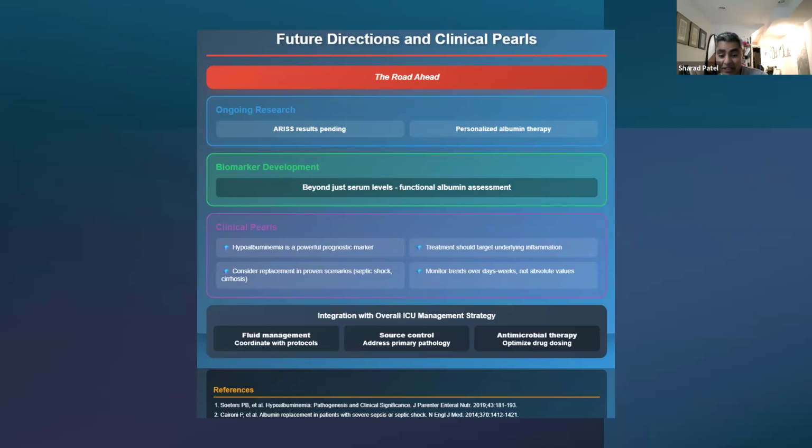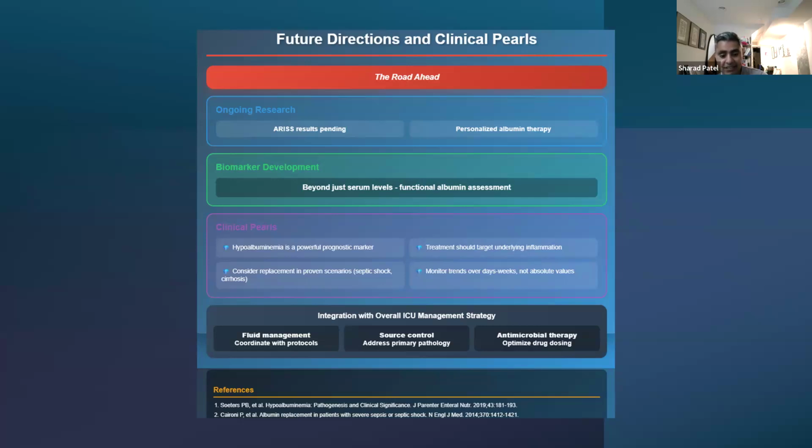Treatment should target the underlying inflammation. So when you're giving albumin, think about it as more than just oncotic replacement. Theoretically, you're maybe reducing inflammation as well. Consider replacement improvement scenarios, and then monitor trends over days and weeks as well as absolute values. The specific situation that I really want everyone to take away from this presentation is that in overall ICU management strategy, fluid management with coordinated protocols, don't just think of this as less volume. It's a little bit more complex than that.